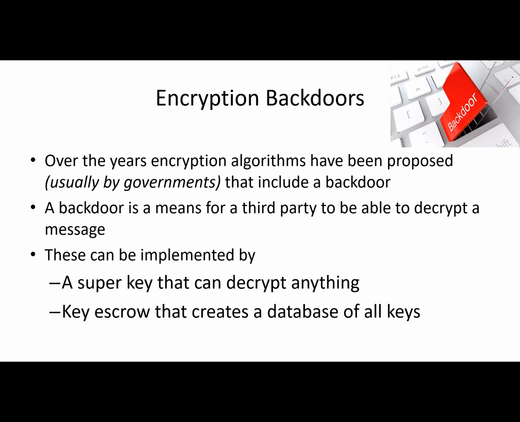So a backdoor, again, allows a third party, somebody else, to decrypt it. This can be done in 2 big ways. One is have some sort of special super key that decrypts anything. Or every time you make an algorithm with a key, you give somebody the key and they put it in their database. And so later, if they had to look for something, they'll go to the database, get your key, and then they can decrypt it.